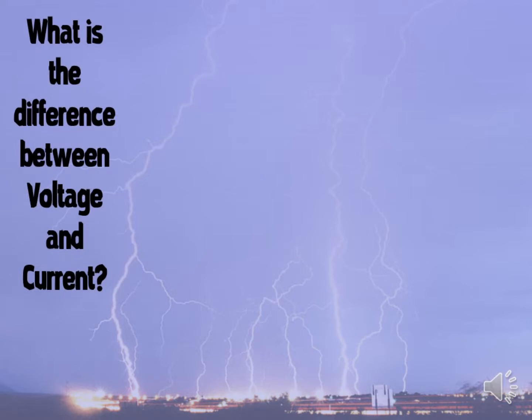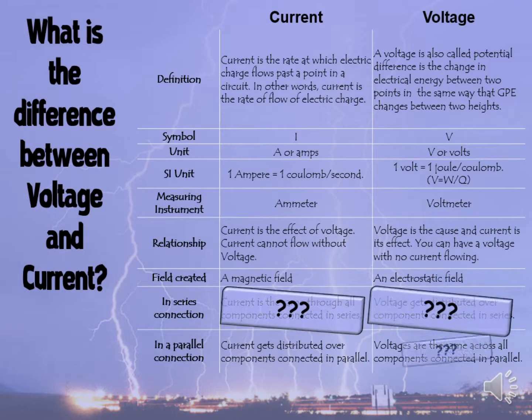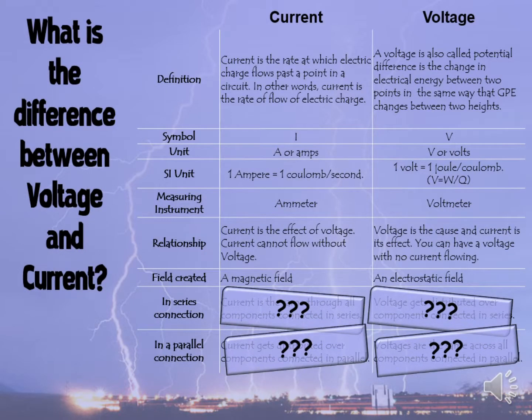Finally, we're going to have a look at the difference between voltage and current. So just to put them next to each other, because it's easy to get confused between the two. So the symbols we've already looked at, and the definitions just at the top there. Current is the rate at which electrical charge flows past a point in a circuit. So it's the rate of flow of electrical charge.